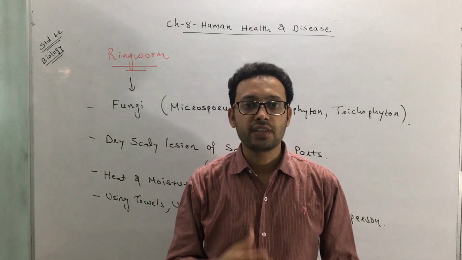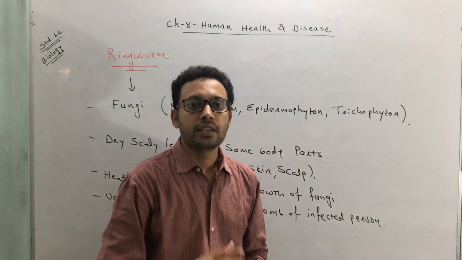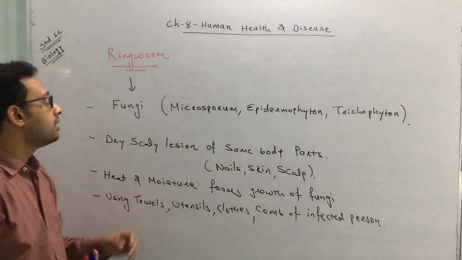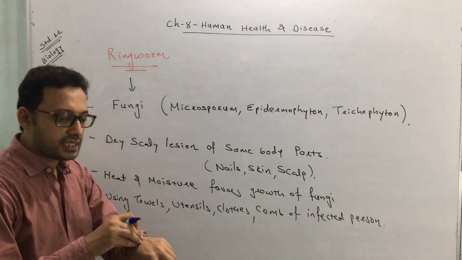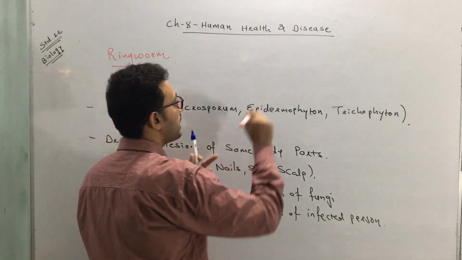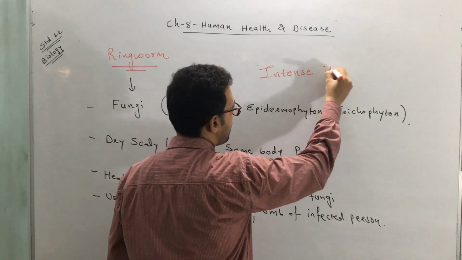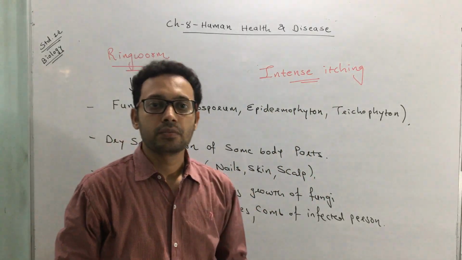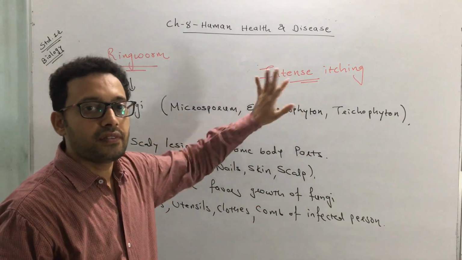So those persons who are suffering from dandruff should not give that comb to another person, otherwise the fungal infection also spreads to another person. Okay, so this is ringworm. What are its usual symptoms? Wherever there is an appearance of dry scaly lesions, it causes intense itching. These are the usual symptoms of ringworm.